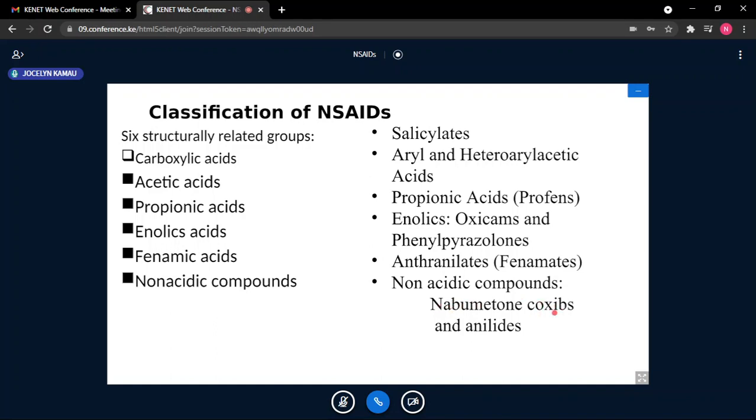Then we have the coxibs. The coxibs are the selective non-steroidals.